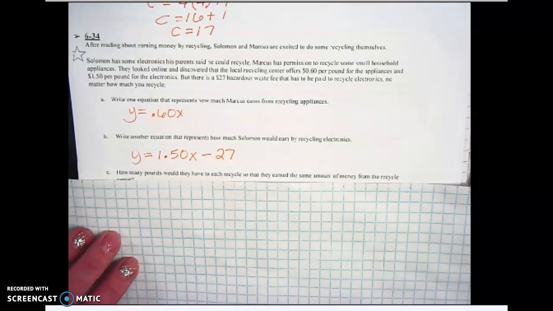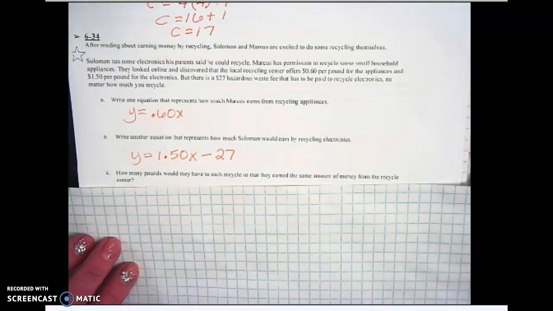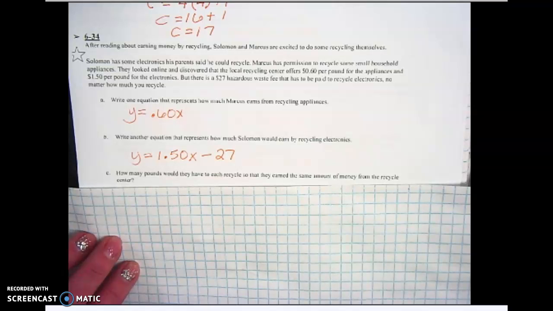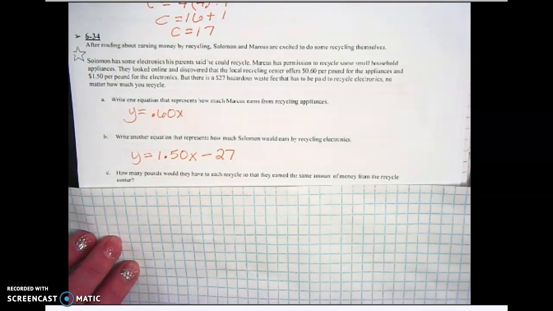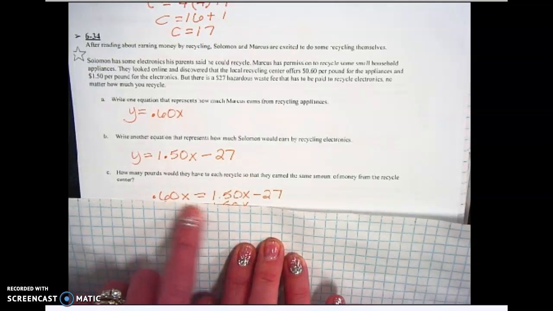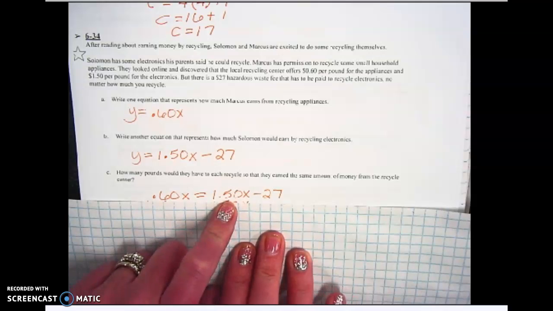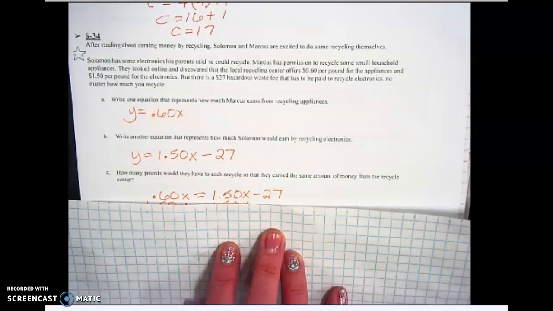CRV. Okay. Part C, how many pounds would they have to each recycle so that they could have earned the same amount of money from the recycling center? We want to know, where are these two guys going to be equal? So guess what we do? We set them equal to each other. We take the 60 cents times X and we set it equal to the $1.50X minus the 27. We just put an equal sign in between them.